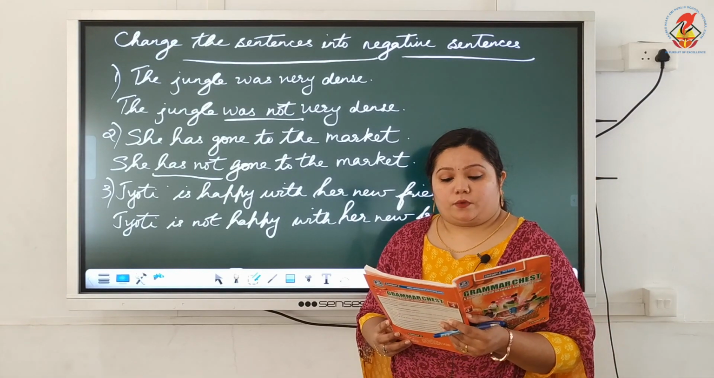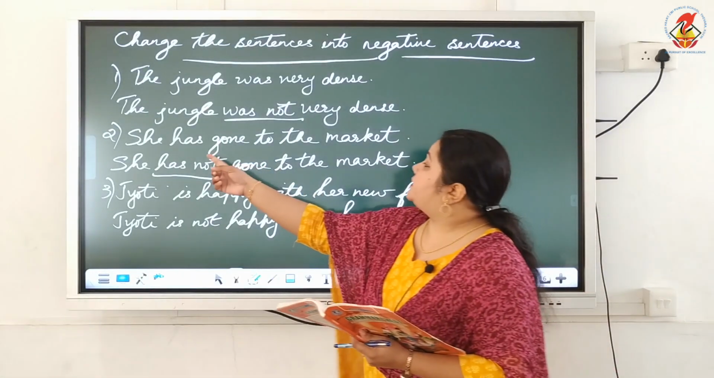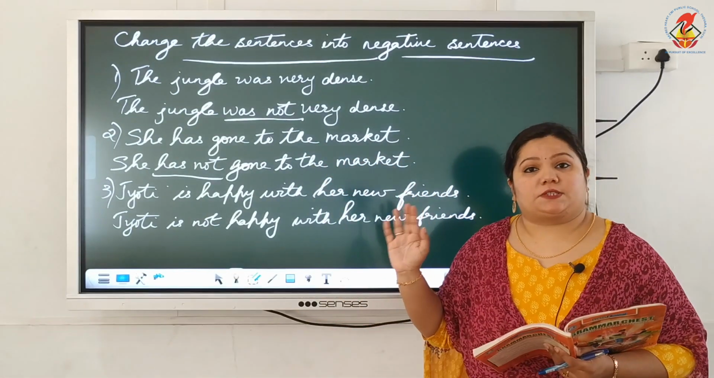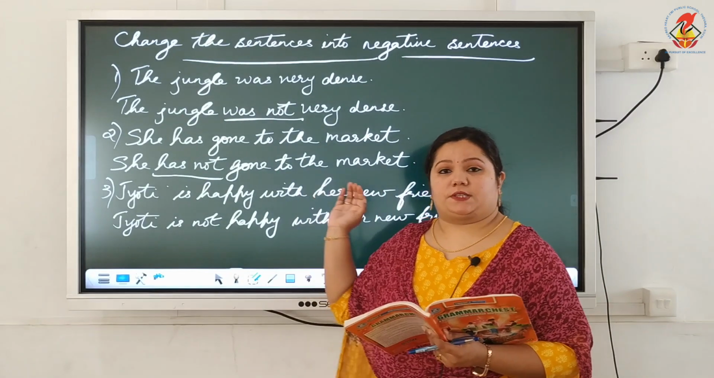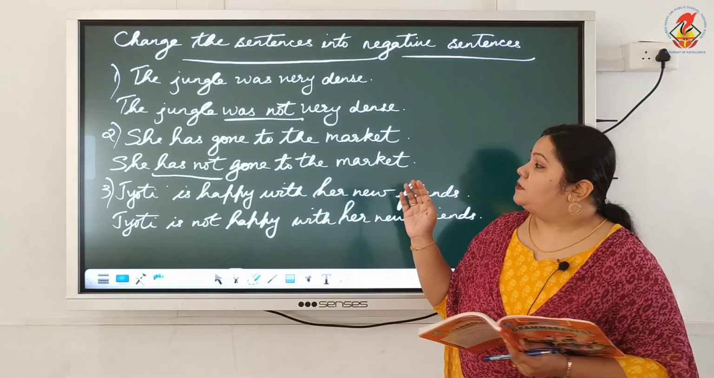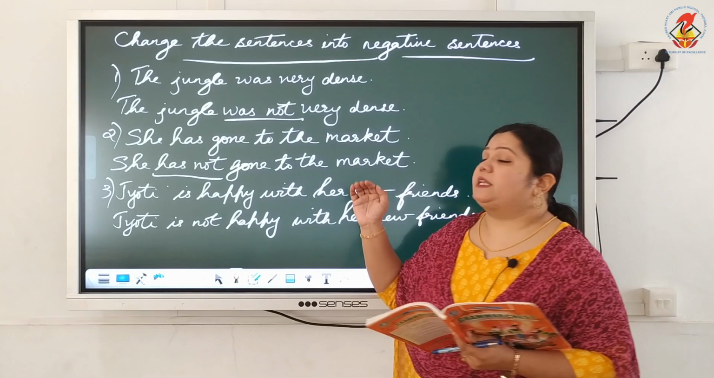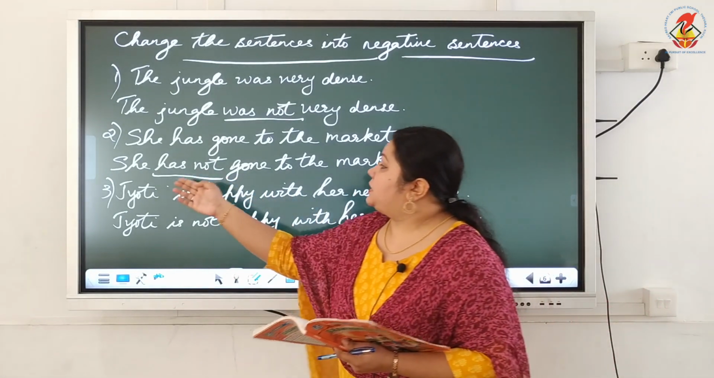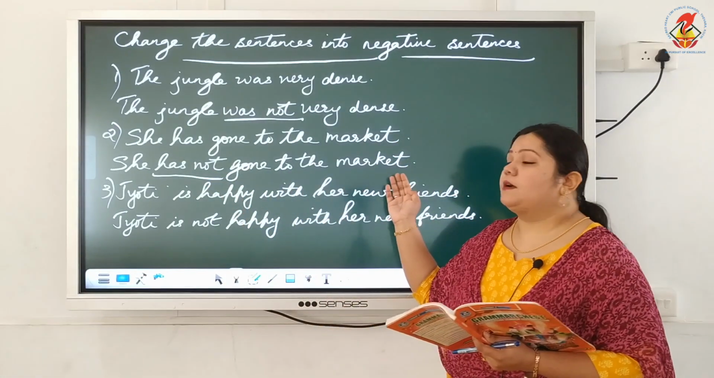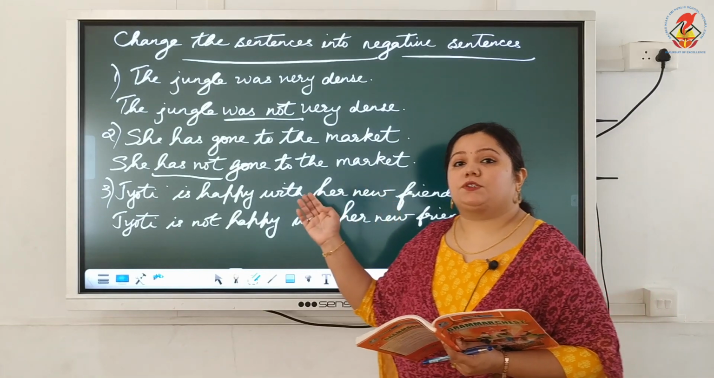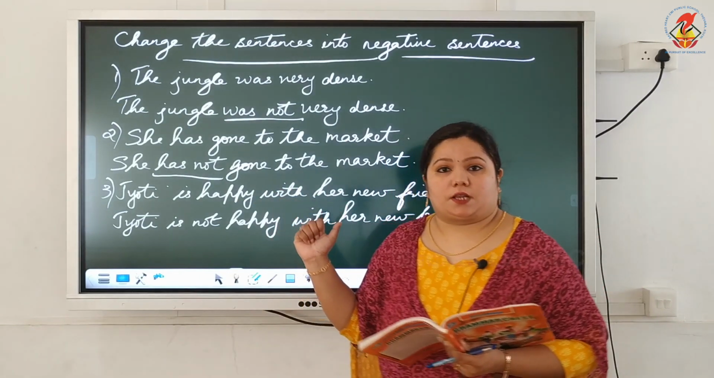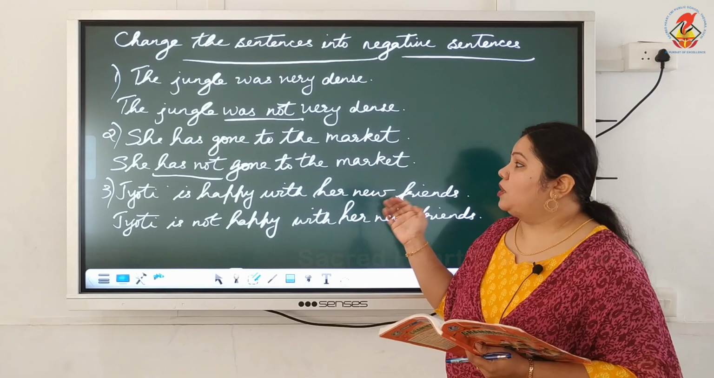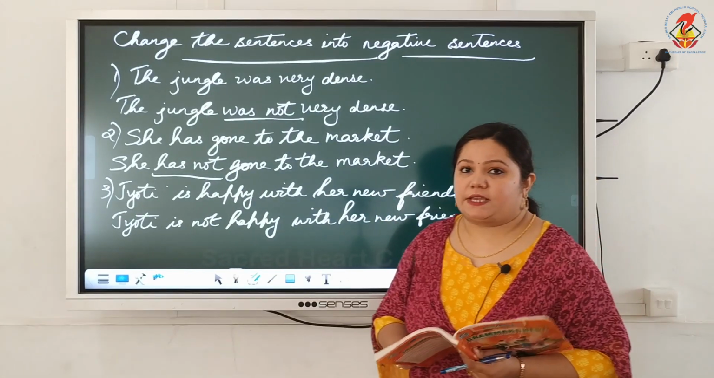Alright. Now the next one, she has gone to the market, is a positive sentence with no negative words in it. When you change it into negative, it becomes she has not gone to the market. The negative word not will be included here. So, she has not gone to the market is a negative sentence.